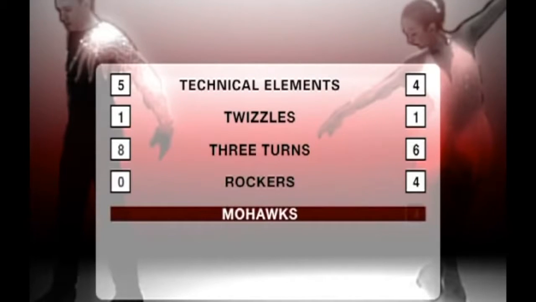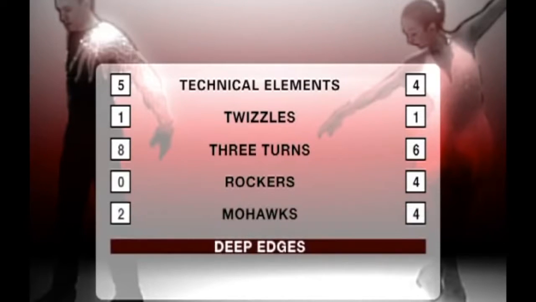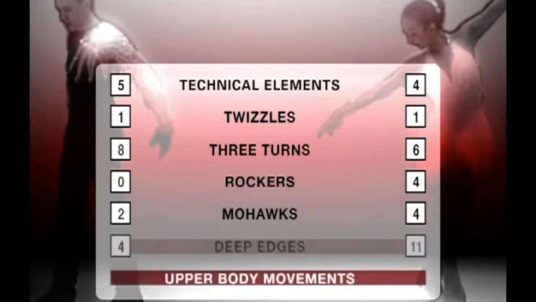Mohawks: the lady did 4 and the man 2, not including element entries. Deep edges: the lady did 11 and the man 4. Upper body movements: the lady did 15 and the man did 5.